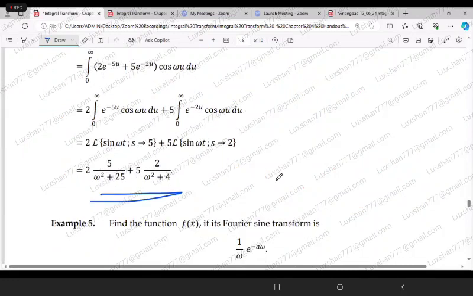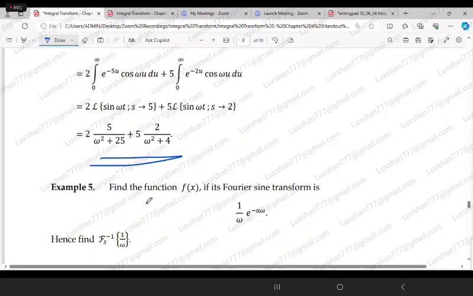We have one more question here. Find the function f(x) if its Fourier sine transform is this one. Hence, find the inverse Fourier sine transform of 1 over omega. Okay. So here we want to find the function f(x) whose Fourier sine transform is this one. So actually, what we want to find? Tell me. If we want to find f(x) whose Fourier sine transform is this function, actually what you have to find? Can anybody tell me?